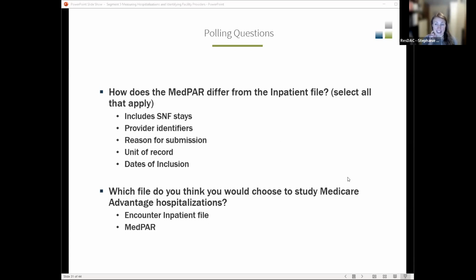Now I see a question in the chat about why are they different. Why don't you see a MedPAR provider number on the encounter data? And then the follow-up, is there a crosswalk? So for the first question, the CCN is communicated to CMS for those fee-for-service hospitalizations because they're alerting CMS to which payment policy they fall under. So inpatient rehab is paid differently than just an acute inpatient stay, the inpatient prospective payment system.